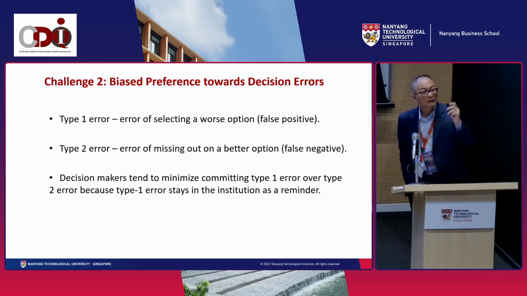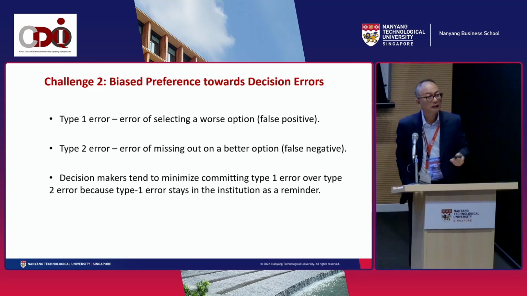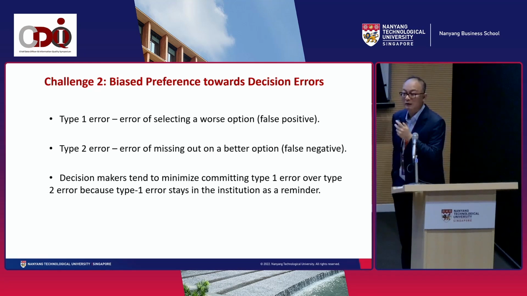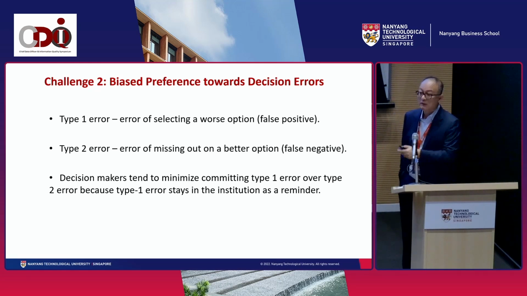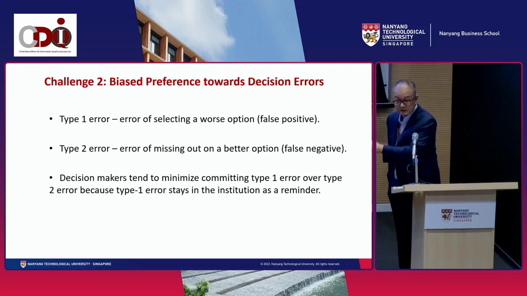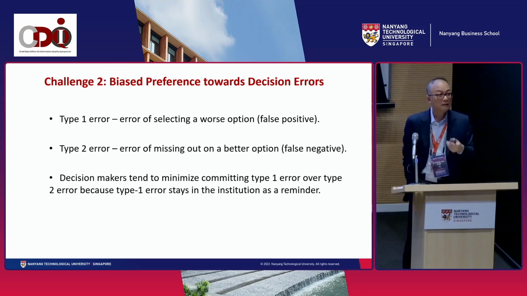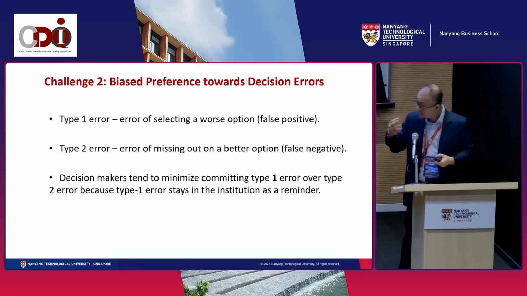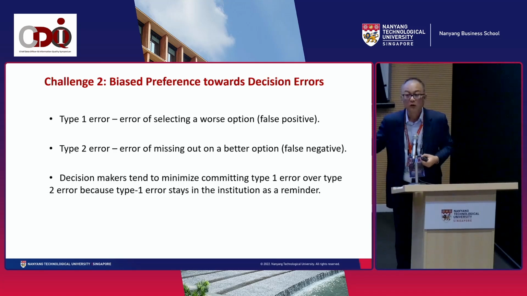Okay. So the other one is what I call type 1, type 2 error. Type 1 error is the error of selecting a worse option. You think that you are selecting the best option, but you're not. So it's called a false positive, right? The type 2 error is the error of missing out on a better option. So this is a false negative. You reject, but you're rejecting the wrong option.